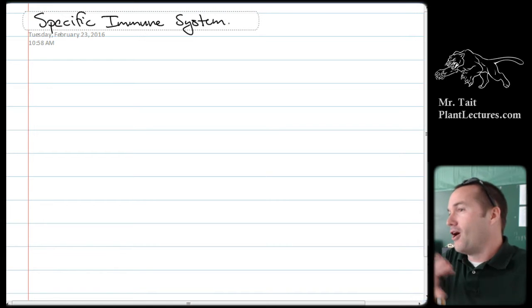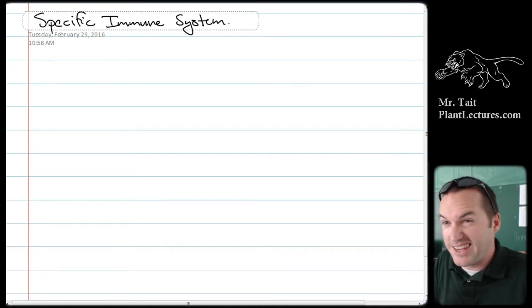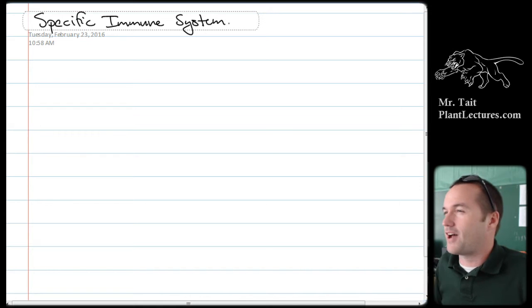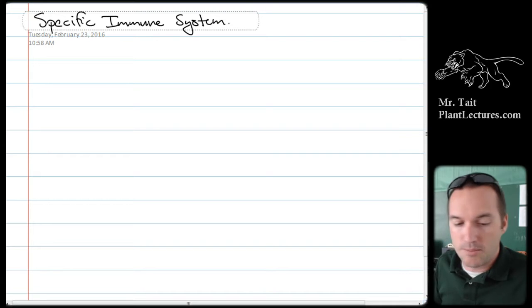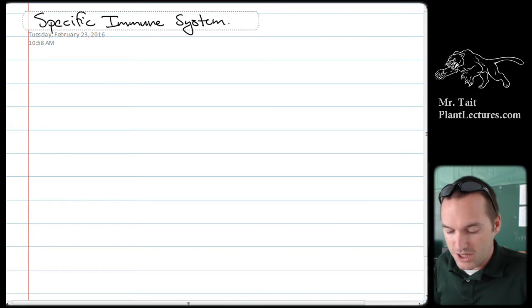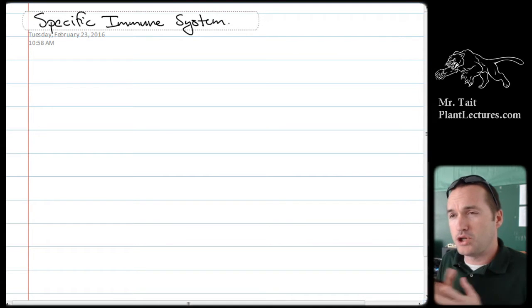We're going to go through the overview of everything. So we're not going to worry too much about what each individual cell is or what it looks like or anything like that. Just how they interact with one another. And then tomorrow we'll go over what the individual cells look like and how they function. Okay? So first of all, for the specific immune system, we're going to divide it into two different categories.